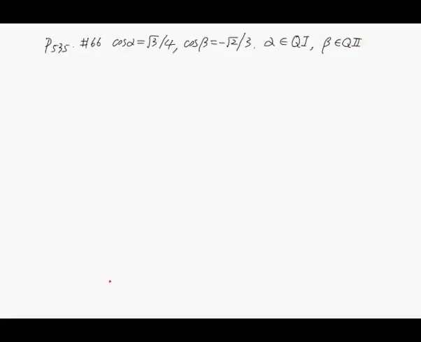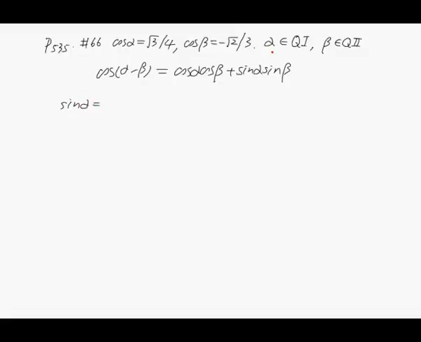Okay, so we need to find the cosine of alpha minus beta, and we know by this identity we have cosine alpha cosine beta plus sine alpha times sine beta. Right, now we know the cosine alpha, we know the cosine beta, right? And we need the sine alpha and sine beta. So let's get the sine alpha.